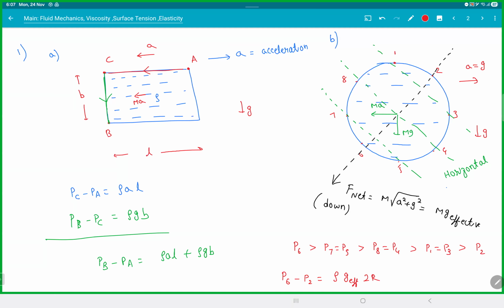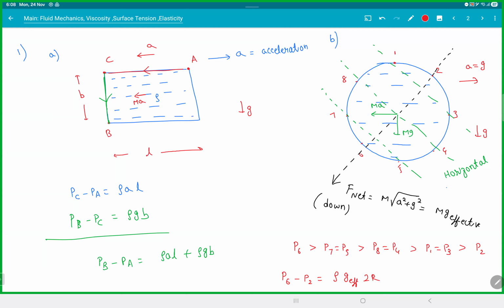Clear with this? If the container was not accelerating, then it would be 1 and 5. If it is accelerating with a equal to g, then it will become 2 and 6. Yeah, all are 45 degrees. Clear? Not a tough one, but it's a good one. So the concept of g effective is quite useful.